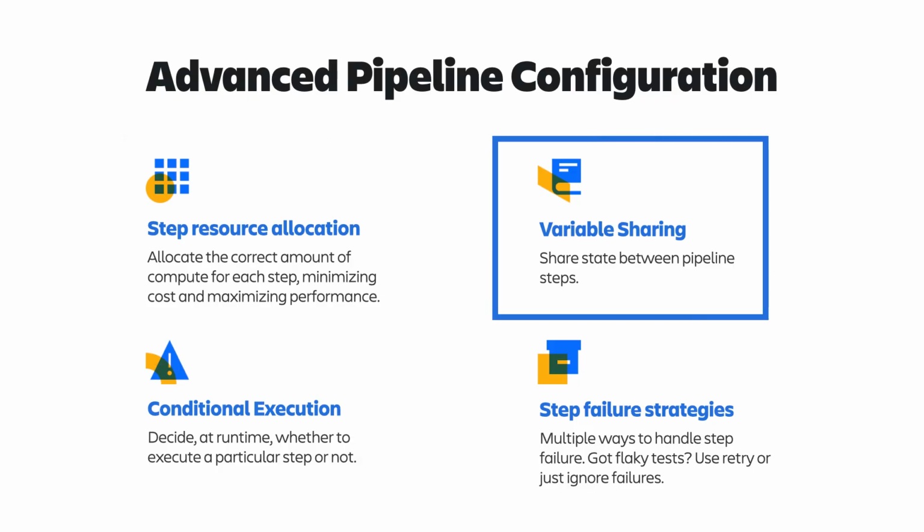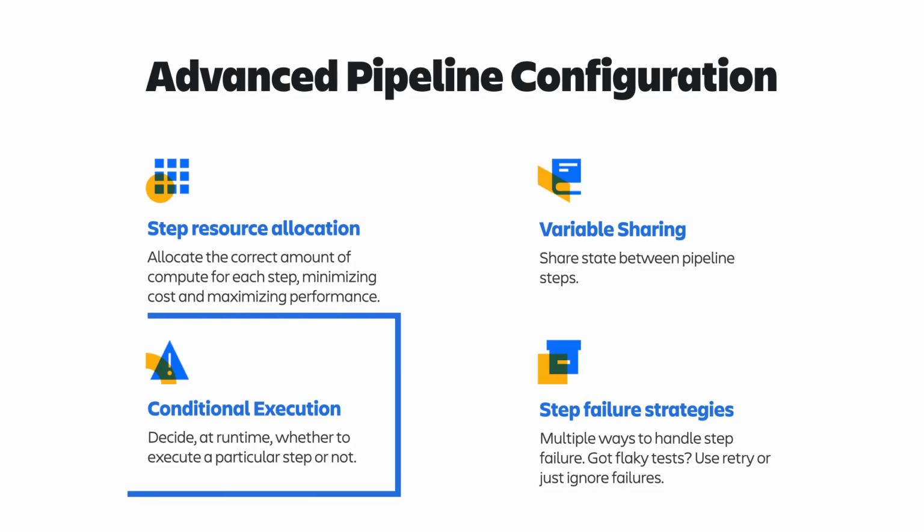The second option is the ability to share state between pipeline steps with variable sharing. The third option is conditional pipeline step execution, which makes good use of variable sharing. You can create branching pipelines that only run steps under the right conditions by using these two options together.